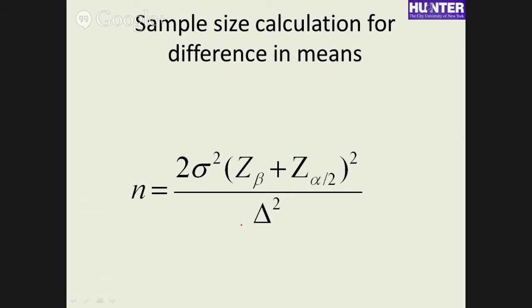Because you haven't even done the experiment yet either. So this is really the difference in population means. This is a population standard deviation. But you're saying that because we assume the sample mean is closer to the population mean, right? Because that's the assumption in the normal distribution.